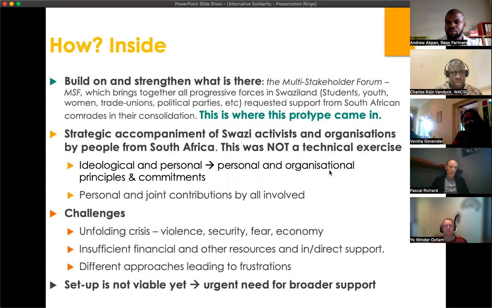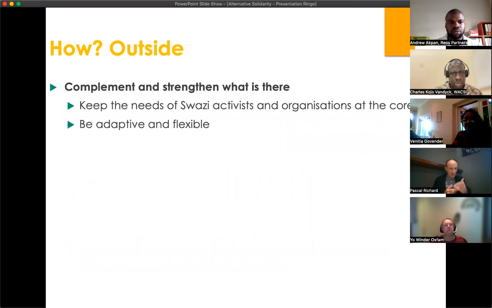Sure, and maybe just to initiate, our focus has been very much on the inside and setting that up, but there have also been some outside engagements. As Venetia mentioned, we were a bit in a catch-22, because we felt we needed to really ground it and build on those face-to-face meetings taking place in Swaziland to get common understanding and direction for the outside support. But at the same time, we knew there was direct support needed. So we tried to complement and strengthen what was there, keep the needs at the center, and be adaptive and flexible.